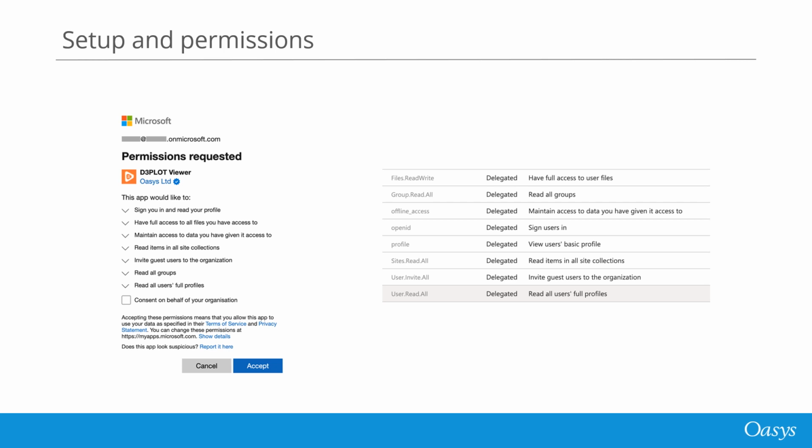The principle of least API privileges is adopted, and the majority of permissions are read-only, apart from User.Invite.All, which is required for guest sharing. If you are the first person in your organization with an Azure Active Directory who signs in, you will see the permission request pop-up window shown. Please consent on behalf of your organization and accept.